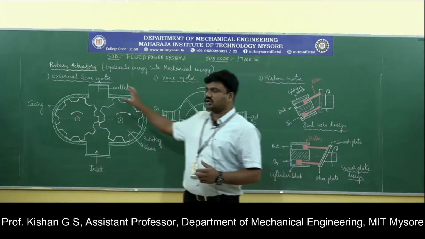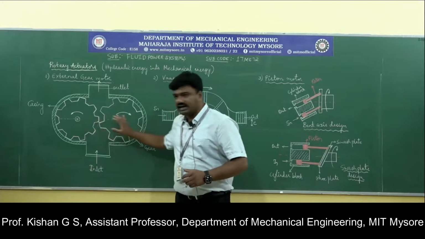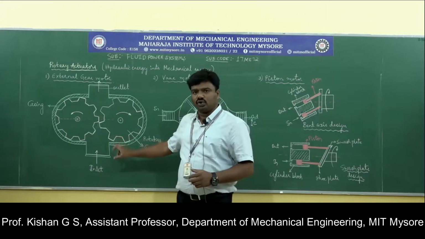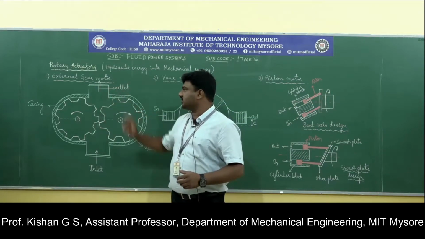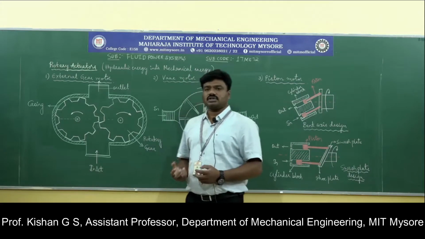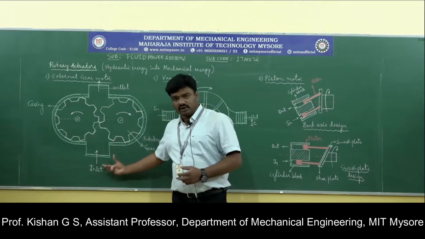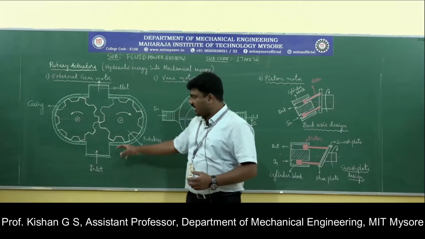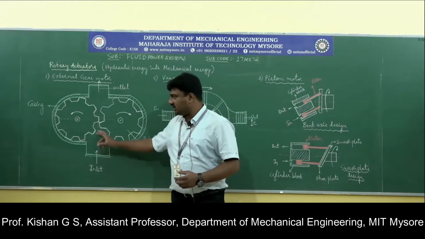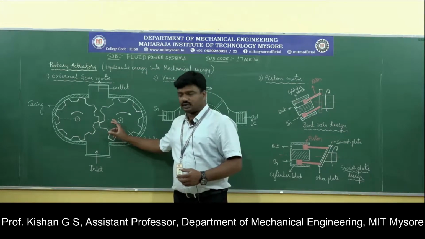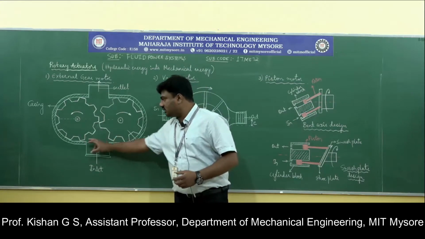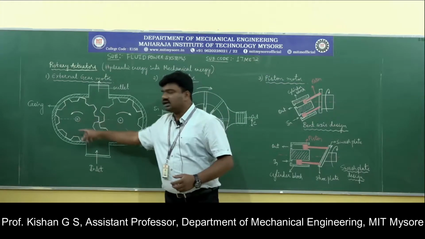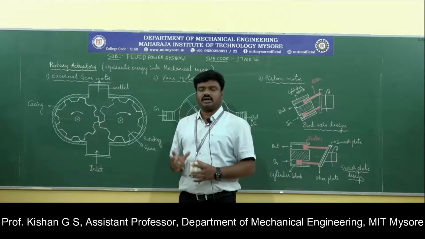To understand the construction of an external gear motor, we have two gears which are meshed at one particular point, covered by the casing, and there are two openings, one for the inlet of fluid, another for the outlet of fluid. A highly pressurized fluid enters the casing, and that pressurized fluid results in the rotation of these two wheels. These are the points where the teeth of the wheels receive maximum pressure, which results in the rotation of the wheels.